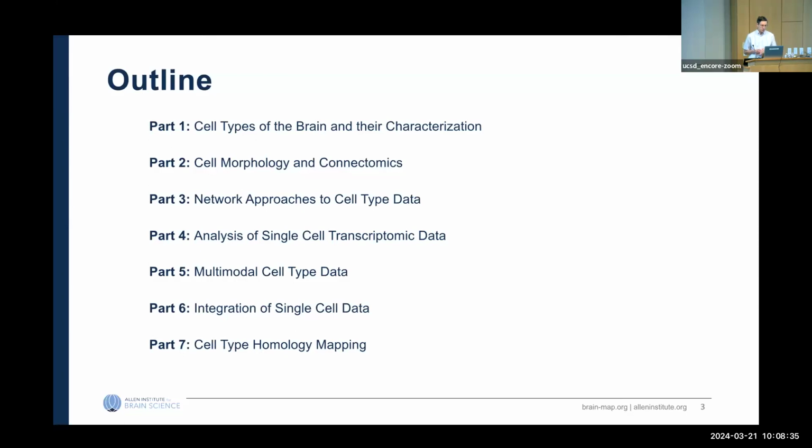Part 2, and we're increasing focus as we go through. In Part 2, we'll take a deeper look at cell morphology, shape and structure, and connectomics, how neurons connect to each other, how cells connect. In 3, we'll talk about network approaches to cell type data. In 4, we'll do a deeper dive on the analysis of transcriptomic data. In part 5, we'll talk about making connections between data types, multimodal data sets and types. In part 6, we'll talk about strategies for integrating across data sets. And finally, we'll talk about mapping. We probably won't get to part 7, okay, but maybe let's pretend we will.